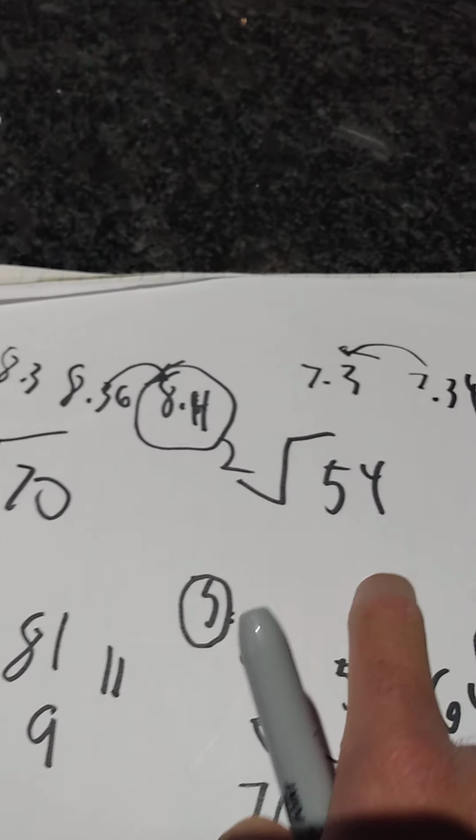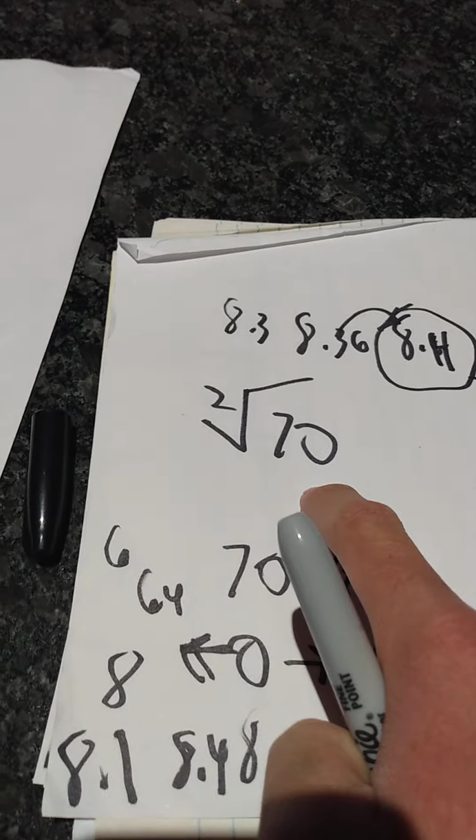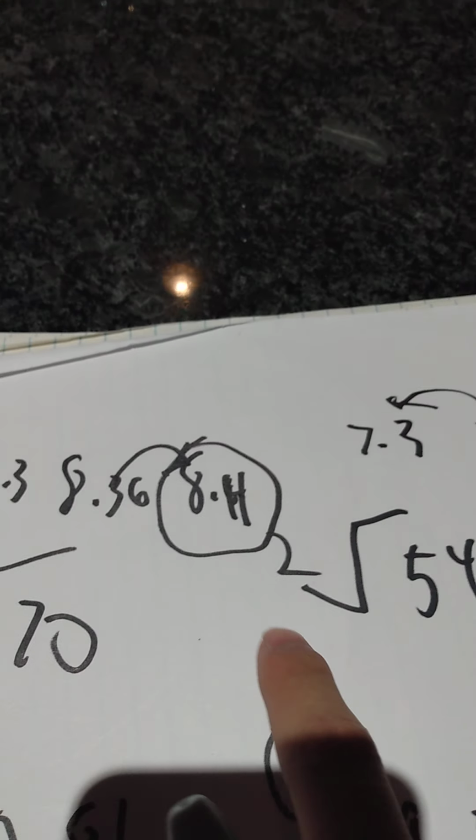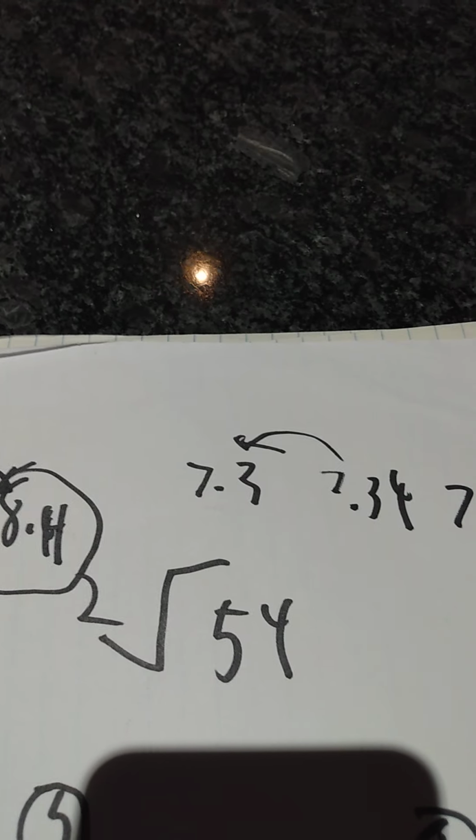So we solved both problems. The square root of 70 would be 8.4. The square root of 54 would be 7.3.